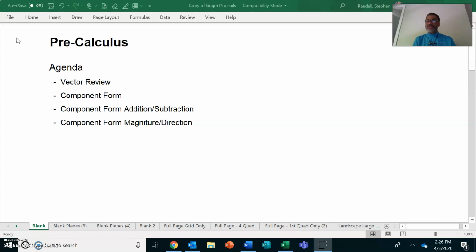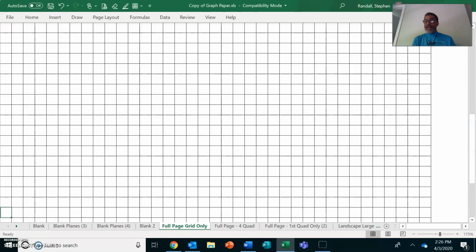Now I do want to talk about this thing called component form of a vector. In my opinion, component form is probably the easiest way to deal with vectors. But in order to do component form, we have to have a coordinate plane. Notice I don't have an x-axis or a y-axis, because vectors, while they have magnitude and direction, do not have a specific location. We don't need to know where we are on the grid, just the magnitude and the direction.